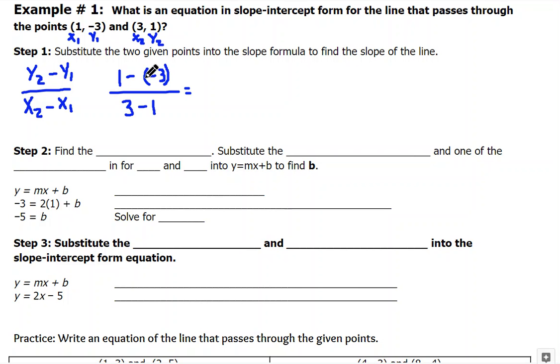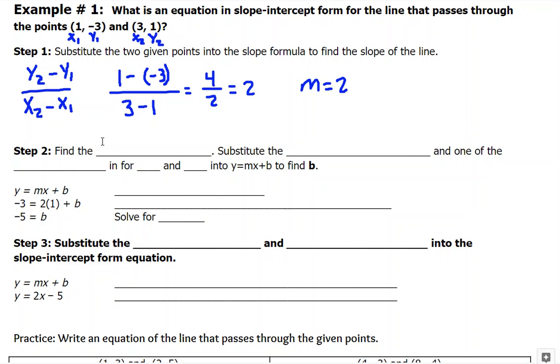So let's see here, 1 minus -3. A minus and a negative is the same as adding, so 1 plus 3 gives me 4. 3 minus 1 is 2, so I'm left with 4 over 2, which is the same thing as 2. So my slope, or my m, equals 2. So the first thing you have to do is find your slope.